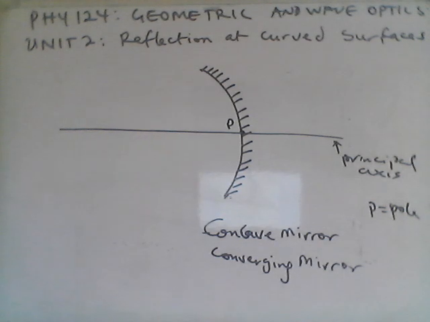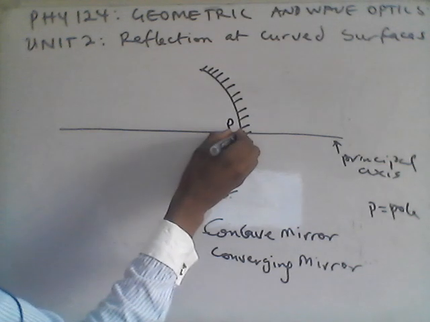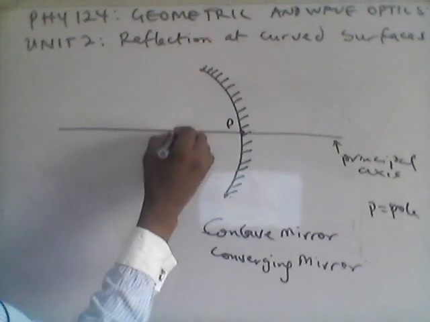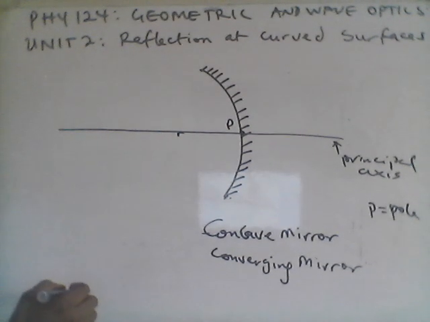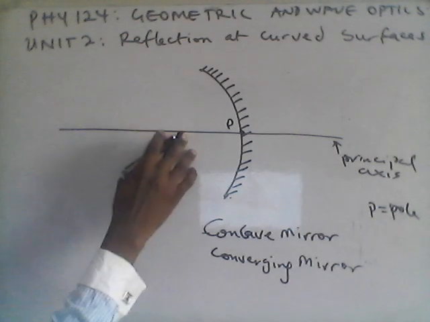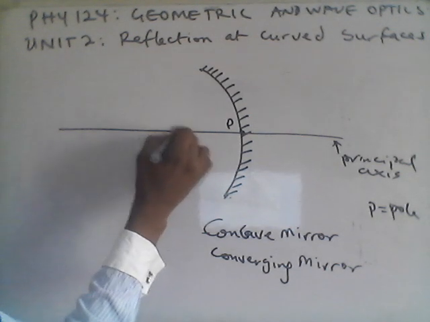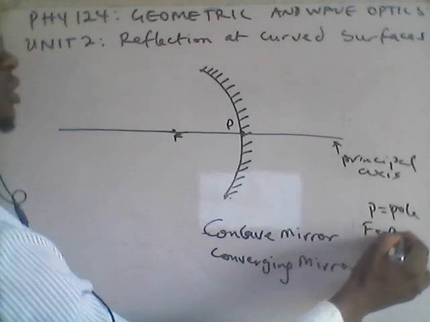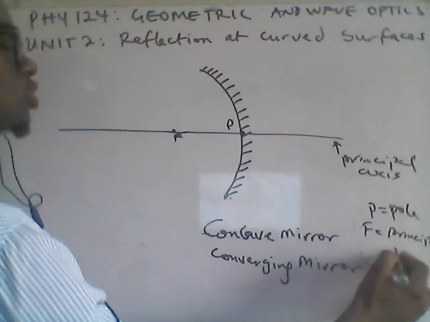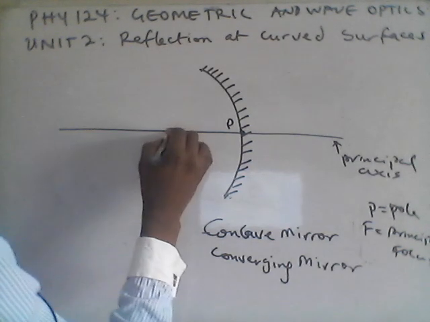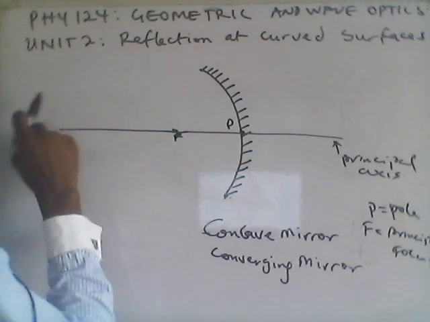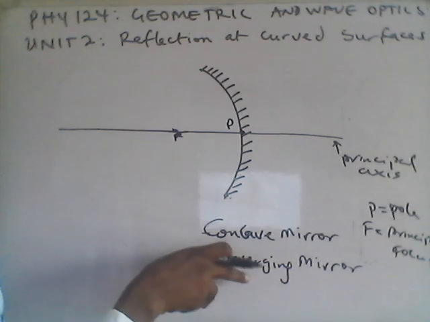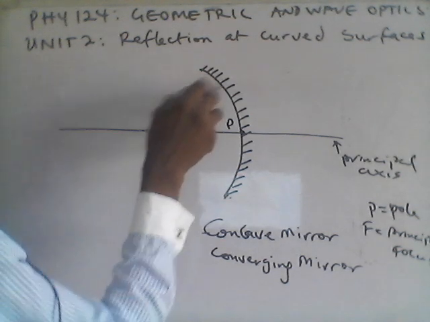Now there's a point at some distance from the pole. Let me call it F first. That F is called the principal focus, or just simply focus. Focus is the point where rays that are reflected from this mirror converge. That is why it's called a converging mirror. So it converges when it's reflected.